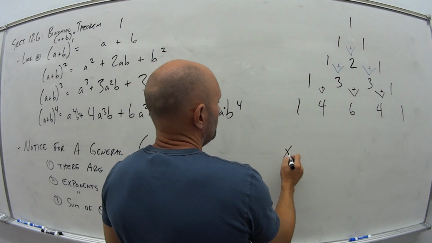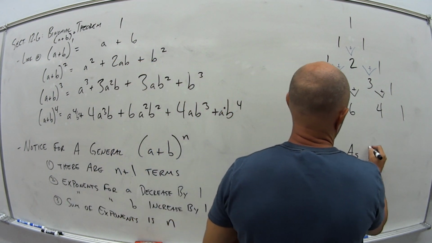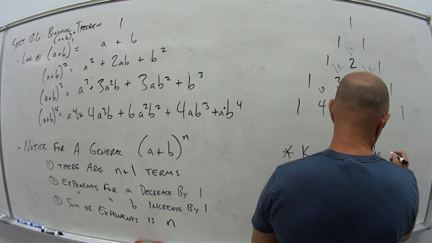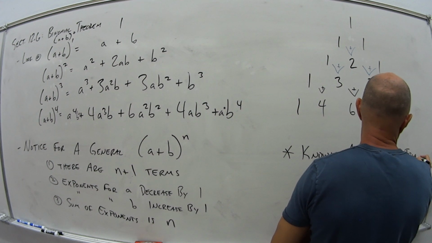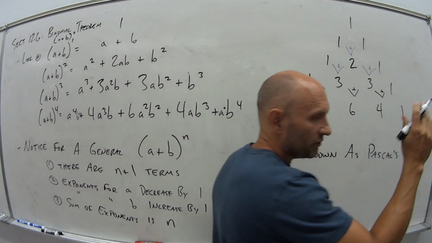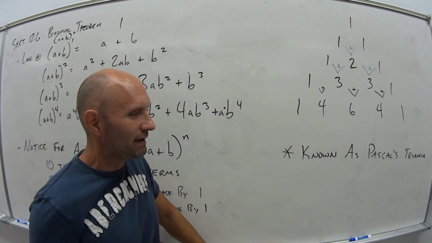And this is what's known as Pascal's triangle. He didn't come up with this. He came up with some other stuff.